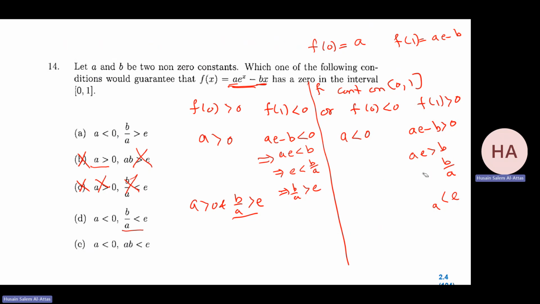Why? Be careful here. To do this, I need to divide by A, but A is what? Negative. So that means I need to change the sign: E less than B over A. So that means B over A greater than E. So this is the correct one, not this one. This is wrong, and this is wrong. So that should be my answer.